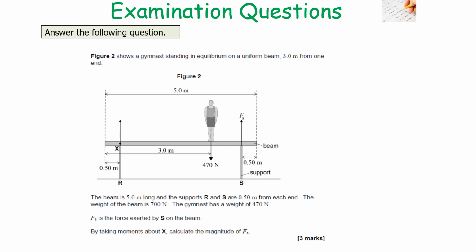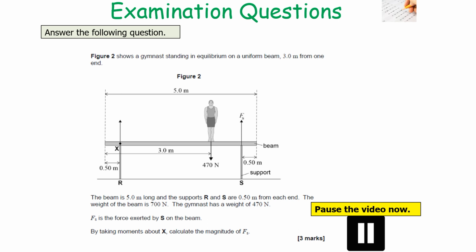Let's have a look at the next question. Figure 2 shows a gymnast standing in equilibrium on a uniform beam, 3 meters from one end. The beam is 5 meters long and supports R and S are 0.50 meters from each end. The weight of the beam is 700 newtons and the gymnast has a weight of 470 newtons. Fs is the force exerted by S on the beam. By taking moments about X, calculate the magnitude of Fs. So pause the video now, and then we'll look at how you calculate your answer.